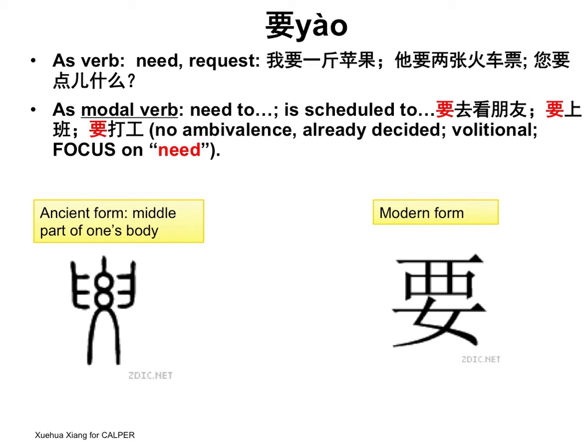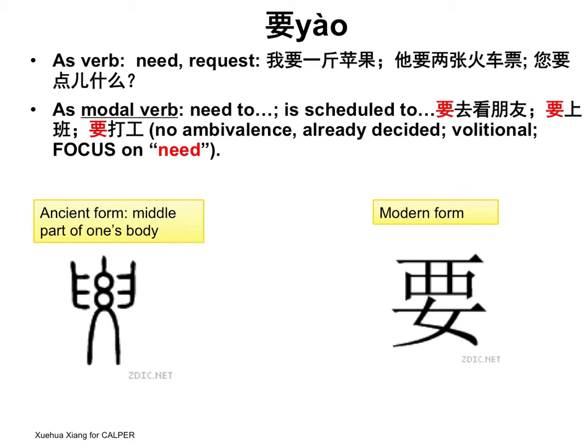这是向老师。So this is part 3 of the modal verb grammar in context series I developed for the Center for Advanced Language Proficiency Education and Research, CALPER at Penn State. So we have talked about 能 and 会. And in this part, we're going to be talking about 要 as another modal verb.